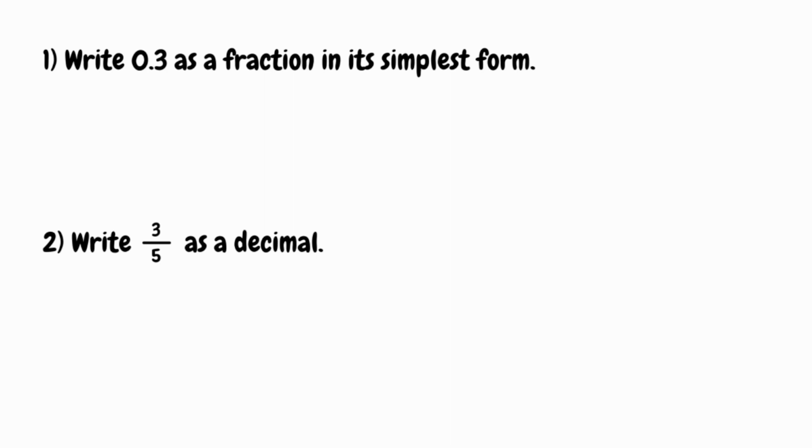So the simple way we can do this is to take a look at the place value of the final digit of the number. The final digit here is 3. And we can see that the 3 is in the tenths column. So because that final digit is in the tenths column, we can write this fraction as a fraction over 10.